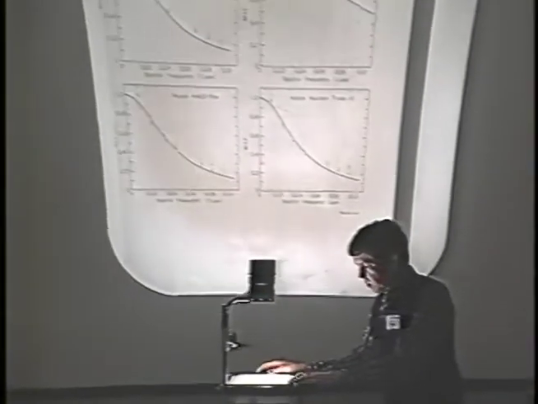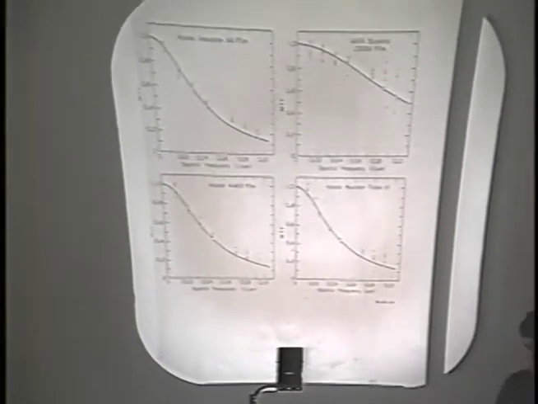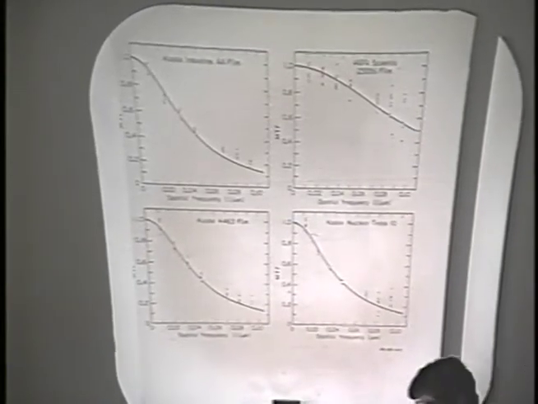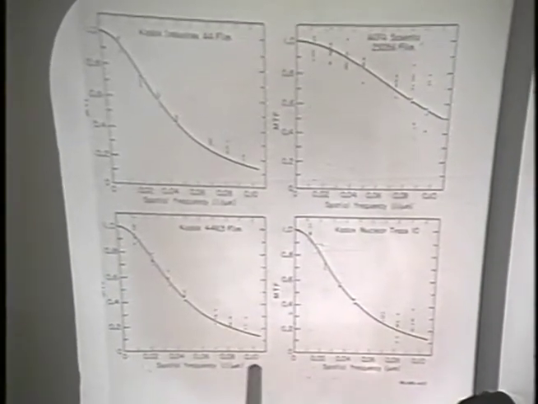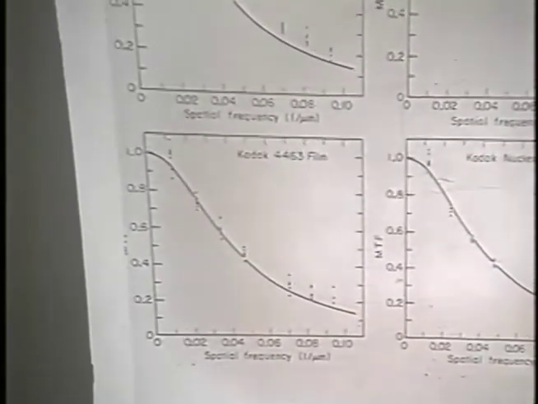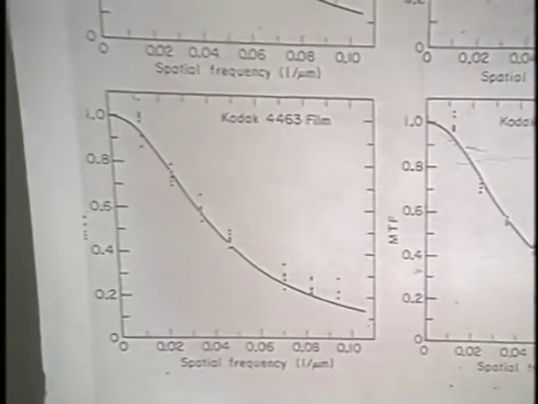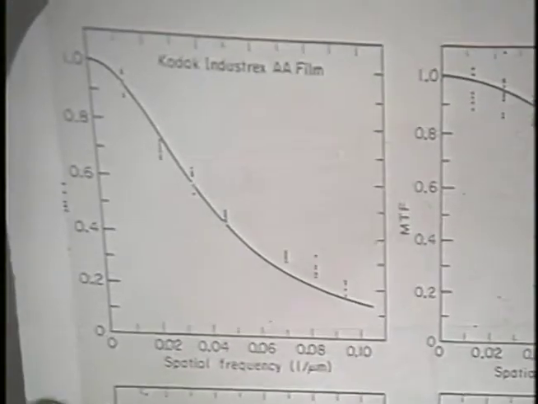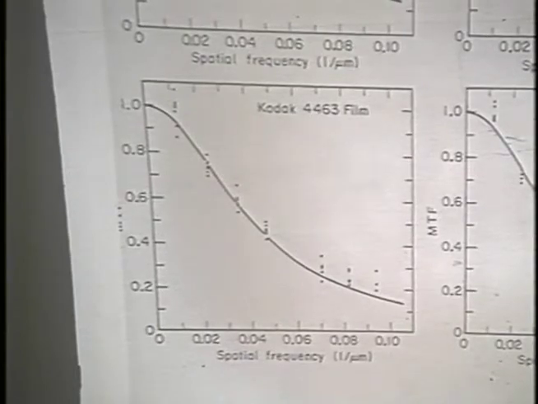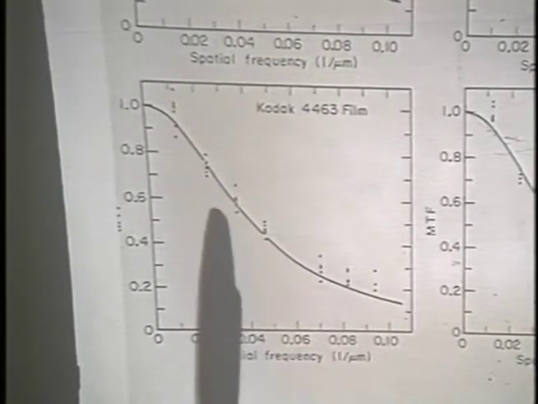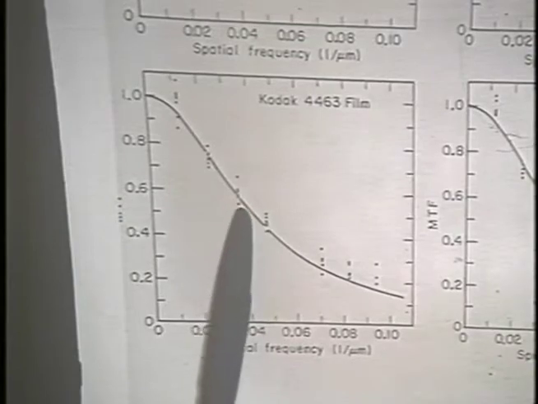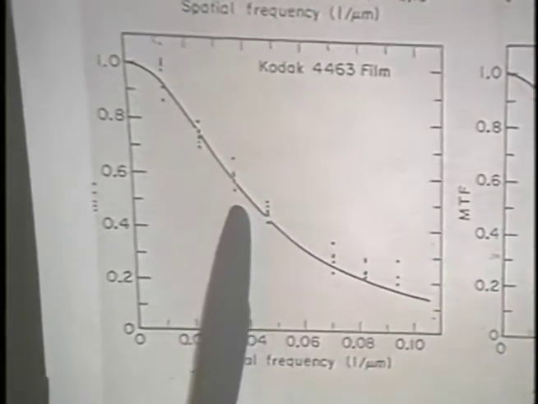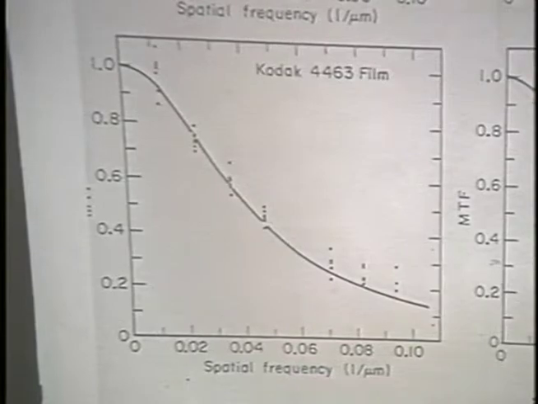And these are data for various films at 100 kV. The scale of these curves goes out to spacings of 10 microns on the film. So these are 10 microns per line pair, per dark-light line pair. And what you see is that for, say, this was the 4463, which is now the SO163 Kodak emulsion, at a spacing that's somewhere around here, the contrast of the film is down to about 50% of the contrast that it should have on an ideal film.